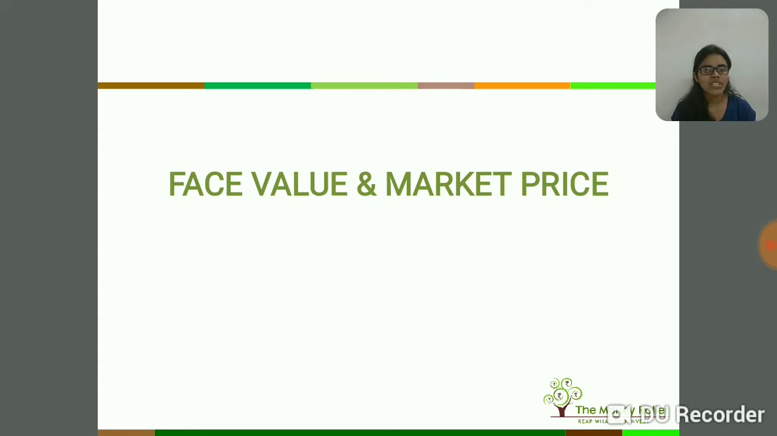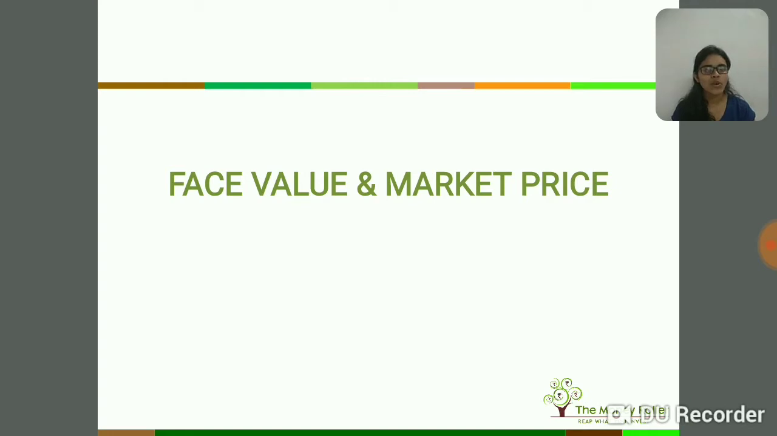So today we are going to discuss two very basic but important terminologies, which is face value and market price. In the coming 5 to 6 minutes, I'll give you an overview of both these things and try to make you understand the significance of both these terminologies. So let's get started and move one notch higher towards our goal of becoming market ready.